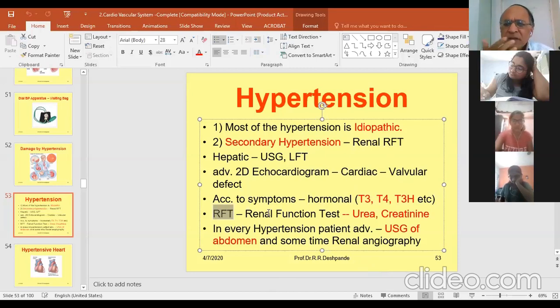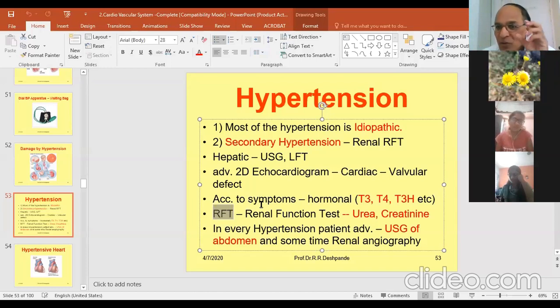Why? You will ask, sir, there is no cause. Yes, I know. But when you remove the probability of all other causes, there is no liver problem, there is no kidney problem, there is no thyroid problem, everything is normal, then what will you say? Okay, there is no cause behind, so that is idiopathic. When we say idiopathic, it is called diagnosis of exclusion. Write down this word. Diagnosis of exclusion.